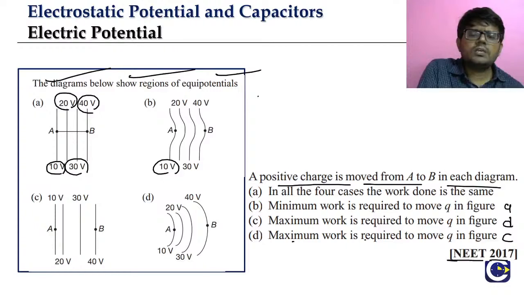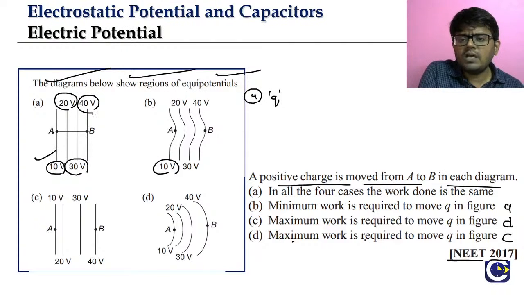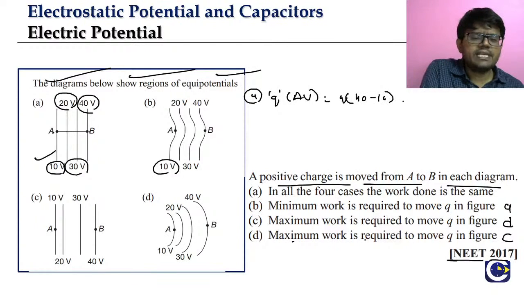In each of these cases, look at the first option: what is the work to be done? We are moving a positive charge. Let us say for example the charge is q. Moving from A to B, what is the potential at A? 10 volt. Potential at B is 40 volt, so the work is charge into delta V, which is q into 40 minus 10, that is q into 30.